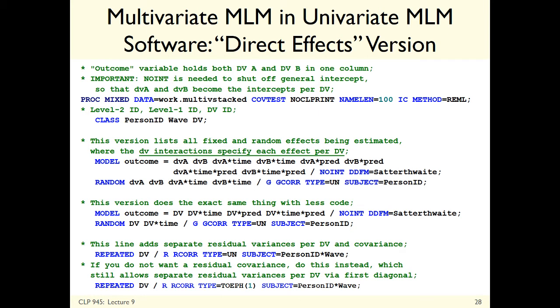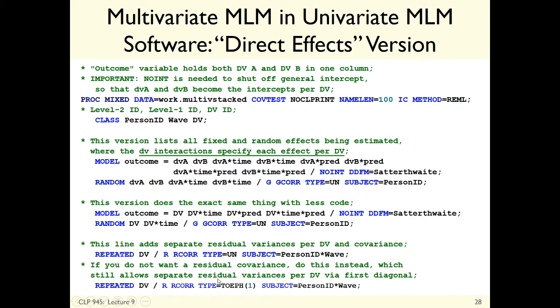Type equals UN if what you want is a covariance between the DVs and each DV to have its own residual variance. Katie, you don't want that. You want the bottom one, because your residuals aren't happening at the same time, so it doesn't make sense to covary them.